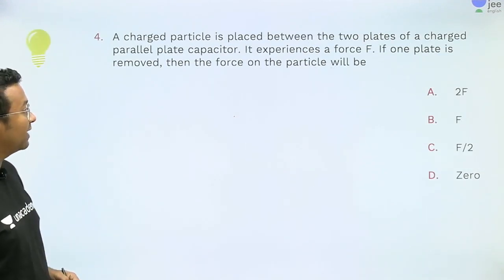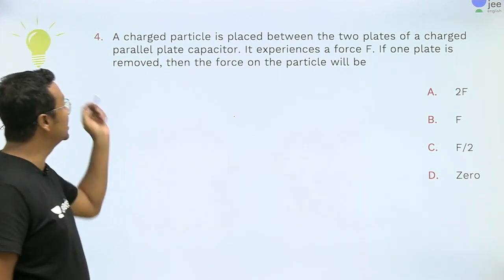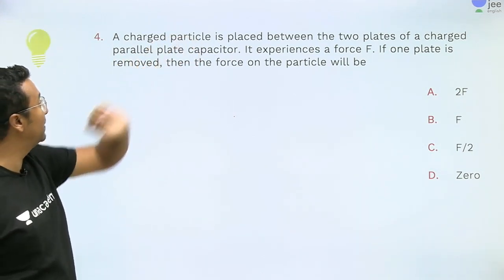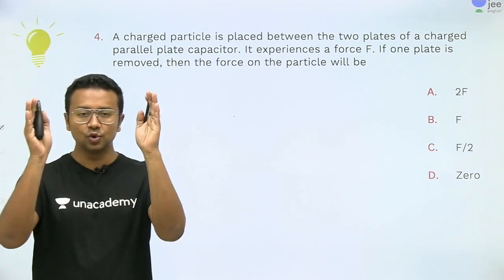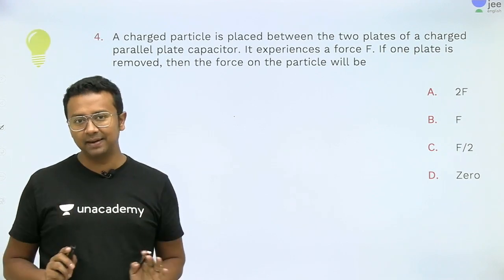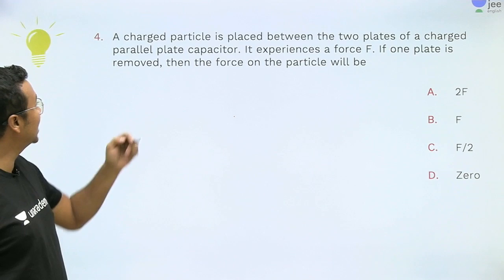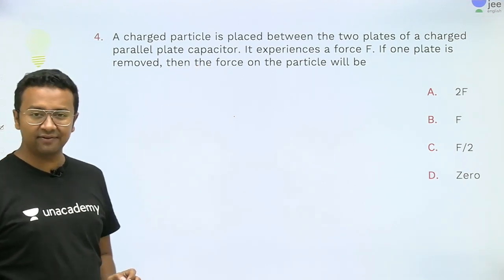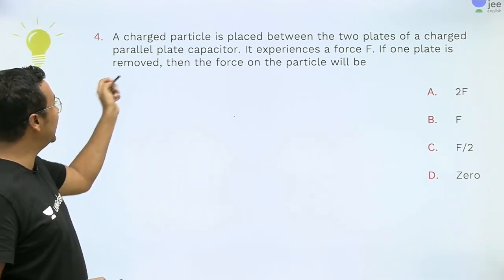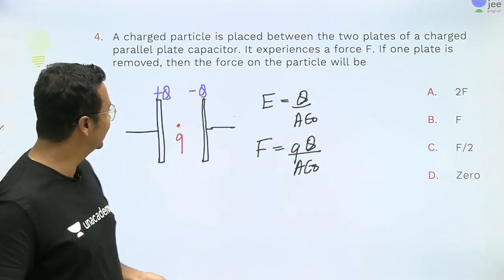Chalo, what do we have here? Now, this is a simple one. What do we have here? A charge is placed between the two plates of a charged parallel plate capacitor, okay. So we have seen what a parallel plate capacitor looks like, isn't it? Now, a charge is placed in between them. It experiences a force F, right? If one of the plates is removed, then the force on the charge will be how much?